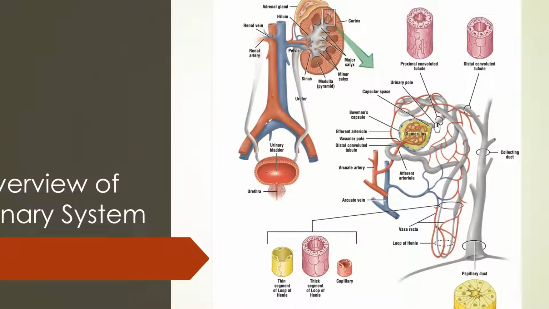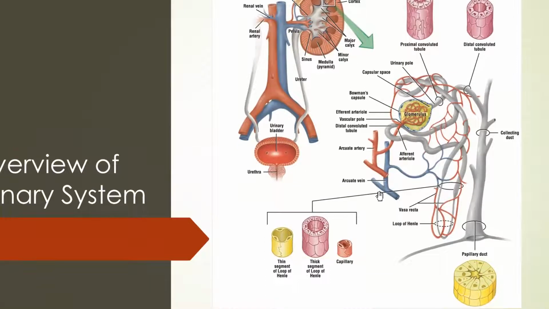Each part of our nephron has a specific histology, a specific microscopic structure. The proximal convoluted tubule has simple cuboidal epithelium with many microvilli, which we call brush border. The distal convoluted tubule is composed of simple cuboidal epithelium, and we do have microvilli here, but the number of microvilli is very few.